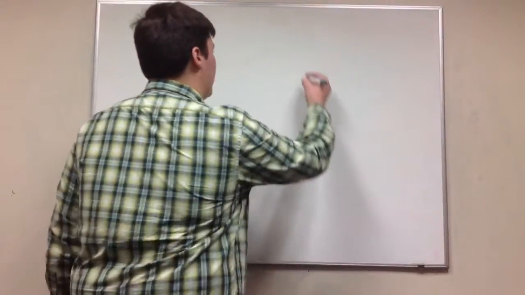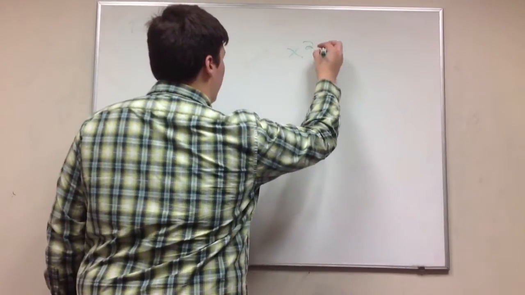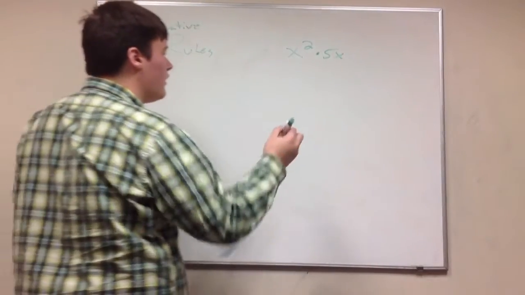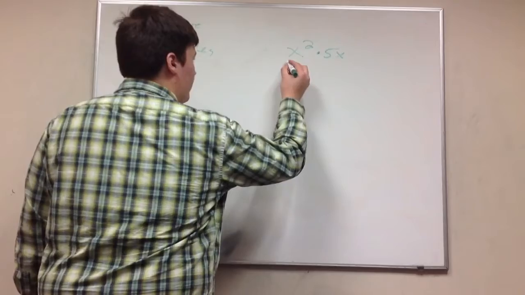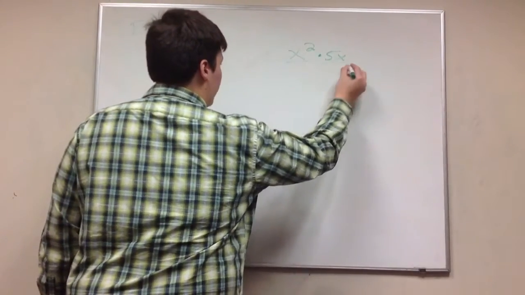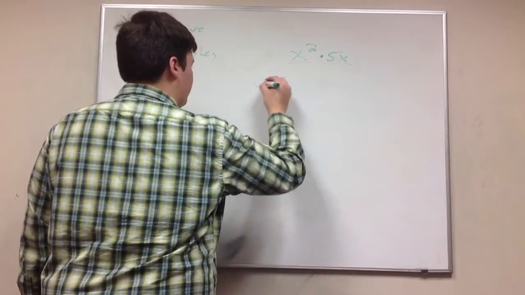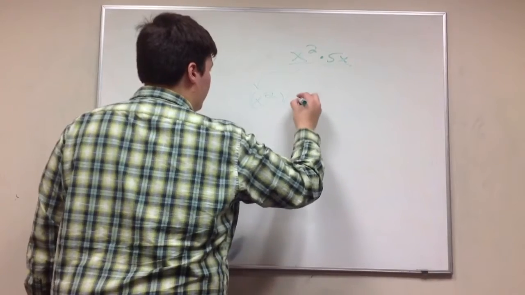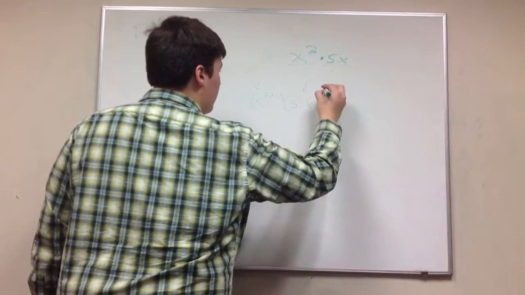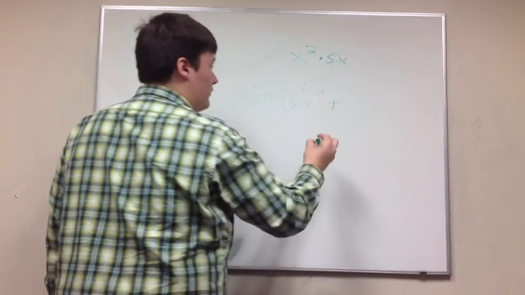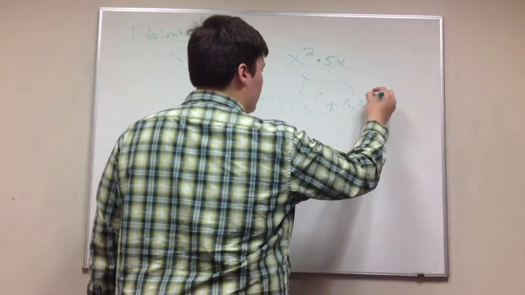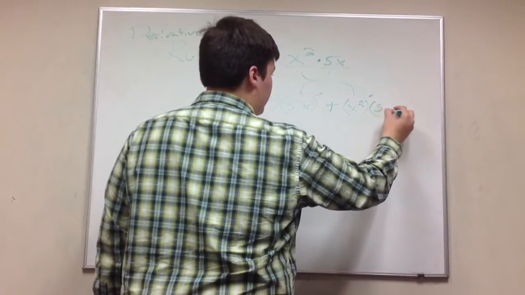Next rule we're going to go over is the product rule. A product is, of course, multiplication. So say we have x squared times 5x. To get the derivative, this is going to be our first one, this is going to be our second one. We take the first one and multiply it by the derivative of the second one, and then add it to the derivative of the first one times the second one.